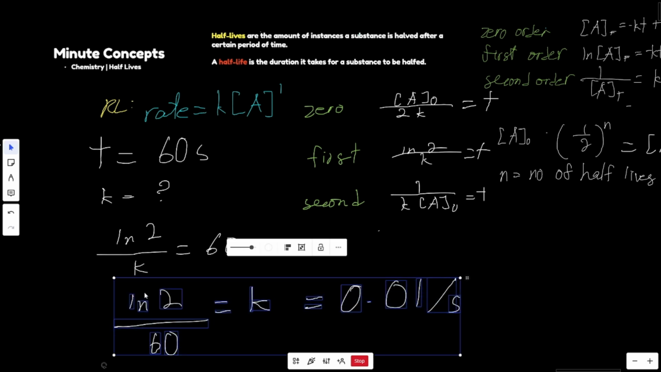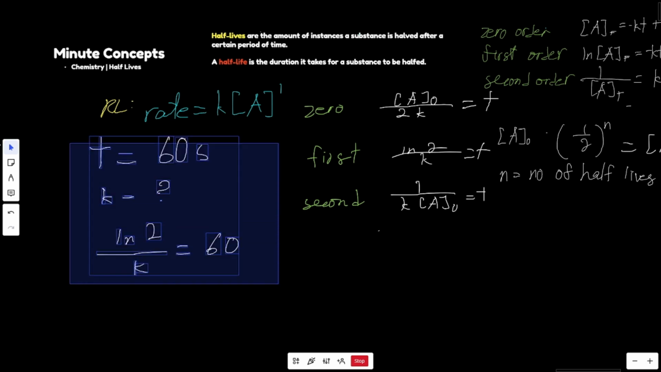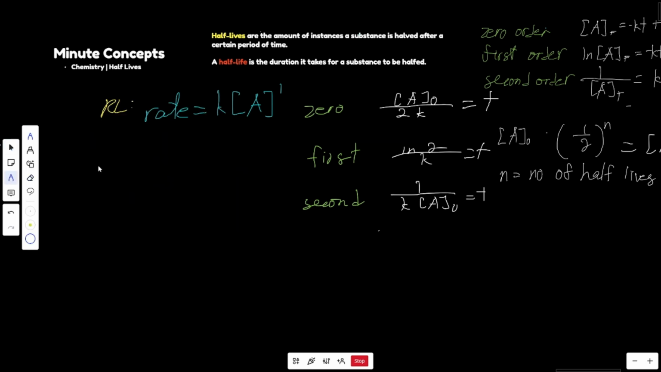So we can actually give those others a shot. Okay, so let's try using a zero order reaction. Let's say that our initial concentration is equal to 5 molar, and our T is equal to 4 minutes. What is going to be the rate constant in seconds?